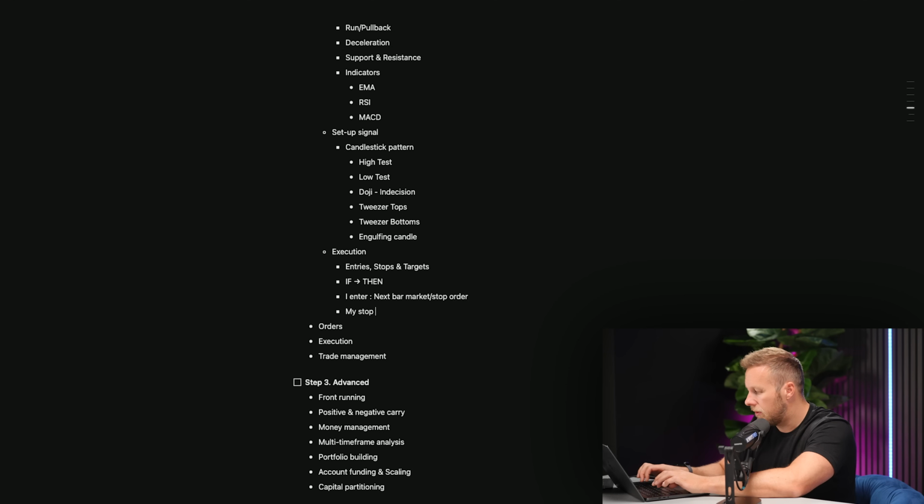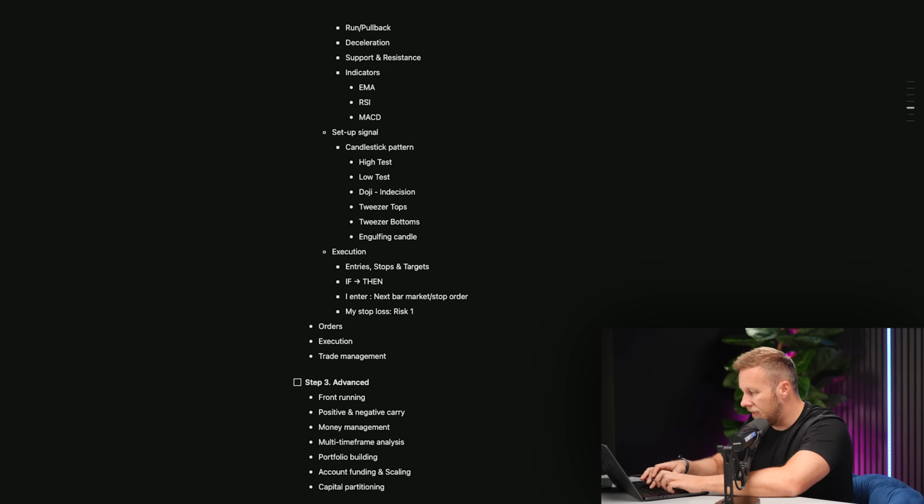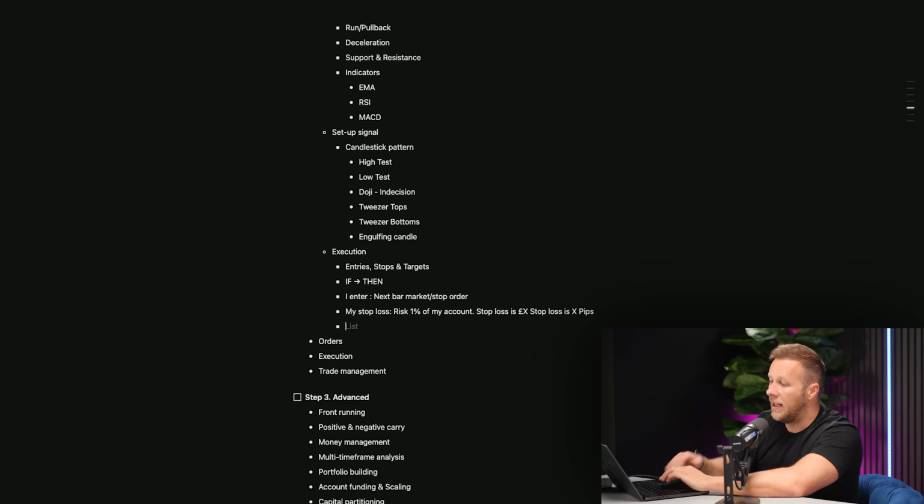My stop loss, and that's where you have your stop loss rules. So risk 1% of my account, stop loss is X pounds or dollars, and then stop loss is how many pips, X pips. Then you do the formula, and that's where your stop loss goes. That's the position size in. We're going to talk about orders in a moment, but that's the execution that should be going through your head.